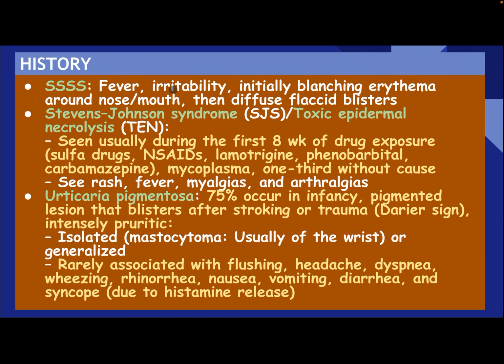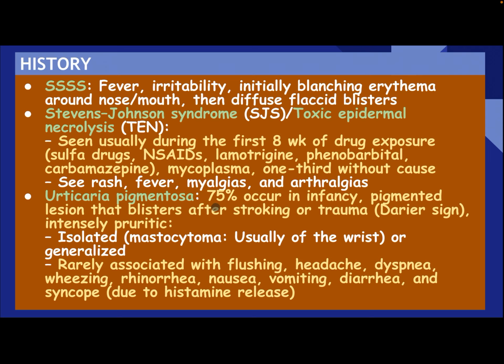Stevens-Johnson syndrome and toxic epidermal necrolysis are seen usually during the first 8 weeks of drug exposure: sulfa drugs, non-steroidal anti-inflammatories, lamotrigine, phenobarbital, carbamazepine, Mycoplasma infection, and one-third without a cause. Rash, fever, myalgia, and arthralgia.